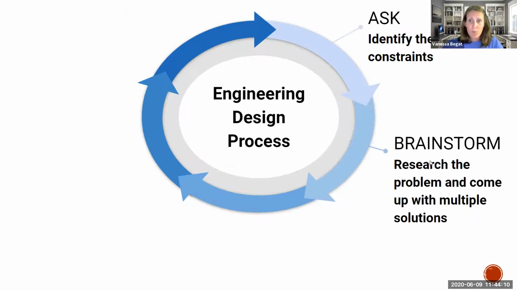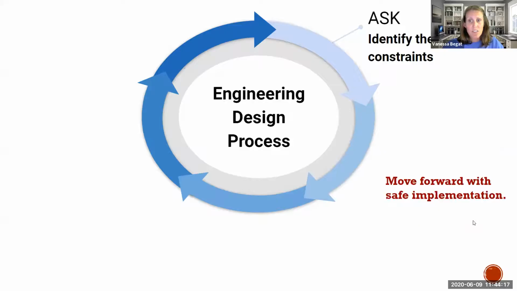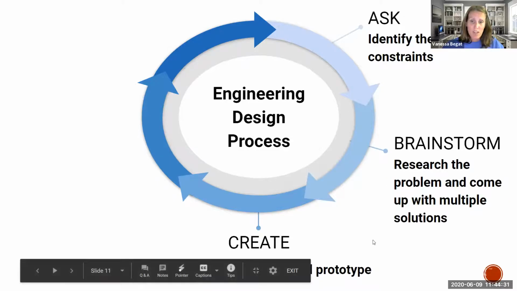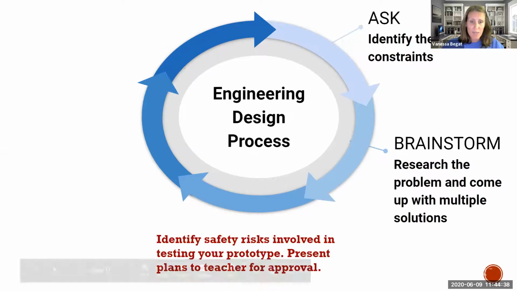What about in the, that was in the ask stage. In the brainstorming stage, you're researching the problem and maybe coming up with multiple solutions. And here you want to make sure that you're moving forward with those safe implementations. So the problems that you identified, the safety concerns, and in your brainstorming and design, you're moving forward with those. In the create phase, where we're creating the prototype, we obviously want to identify any risks with testing that prototype, and if there might be any risks associated with it, make sure you check with your teacher.